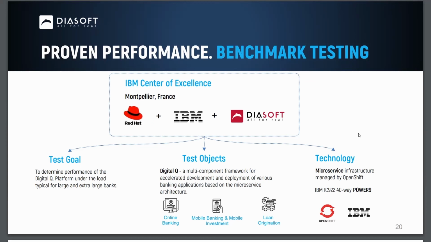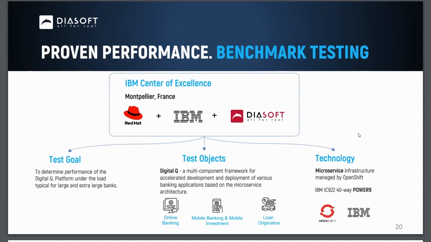The goal of the testing was to determine the performance of the digital platform under the workload typical of large and very large banks. The objects of the testing were multi-component applications built on the Digital Q.Omnichannel platform. They include applications for online banking, mobile investment banking, and the loan origination system. All platform services were deployed and managed by OpenShift platforms for orchestration of microservices. They were deployed on IBM servers.